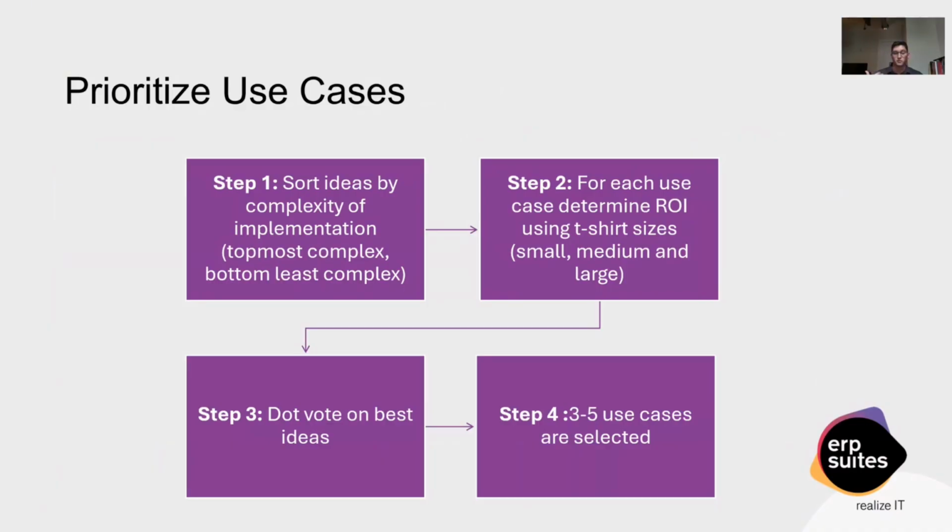This is more of a discussion: determining ROI based on t-shirt sizes, so small, medium, large, which I'll talk about next in the image I'll show. The third step is dot voting on the best ideas. Now, this isn't an end-all, be-all based just on the impact versus level of effort sort of thing.